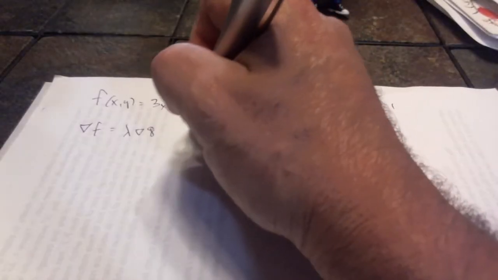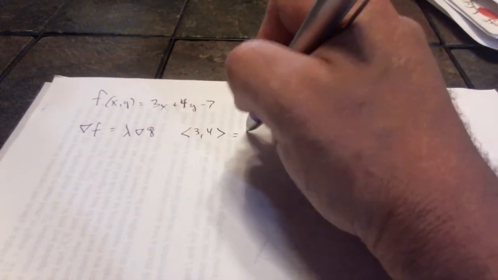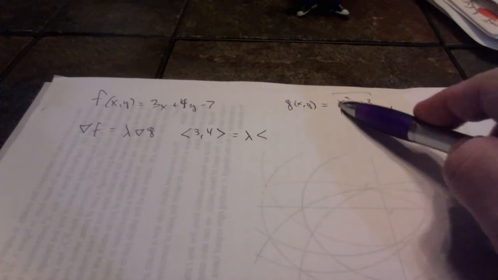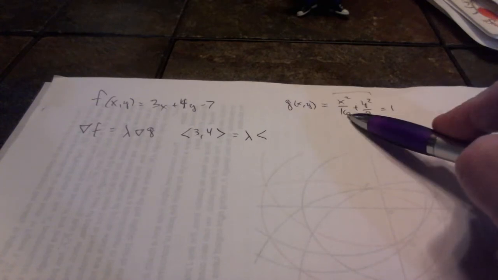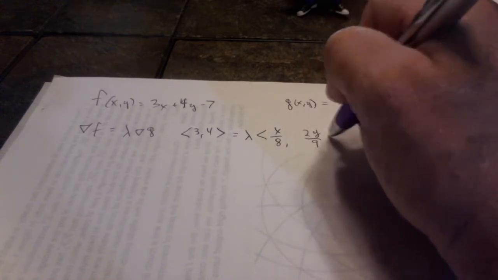And Harry says, well, blimey, (3, 4) equals lambda times... now we got to do a little bit of math here. The 2 comes down, cancels with the 16, so I have x over 8. And the 2 comes down, and I get 2y over 9. I don't get to cancel the 2 that came down there.